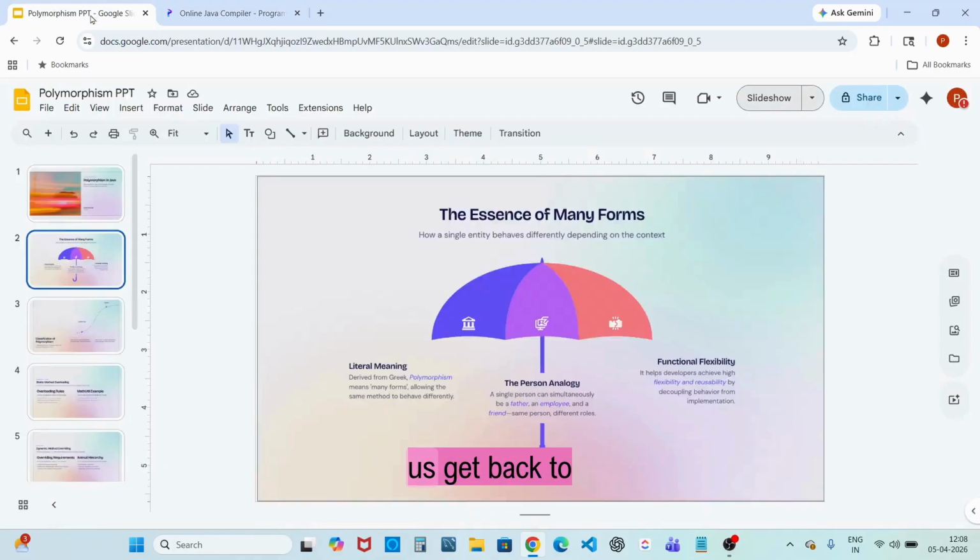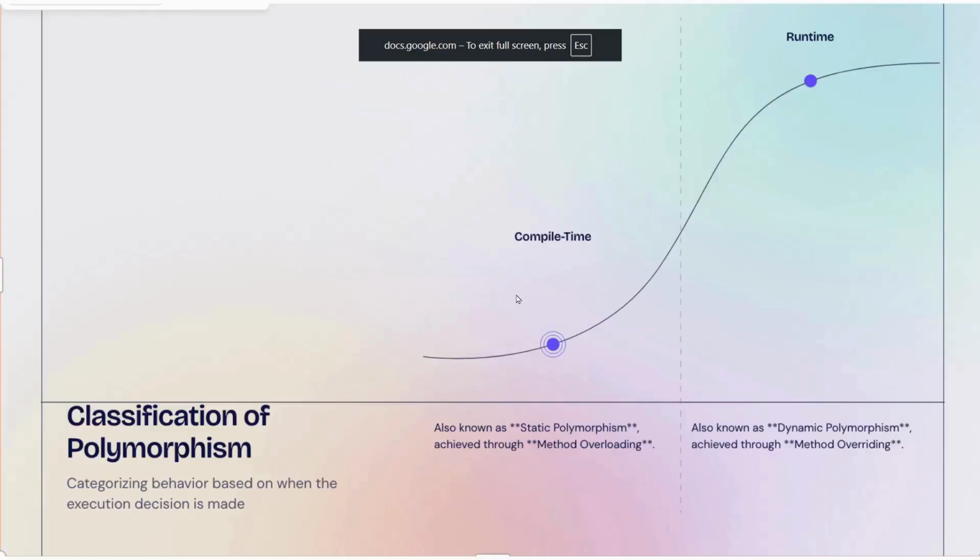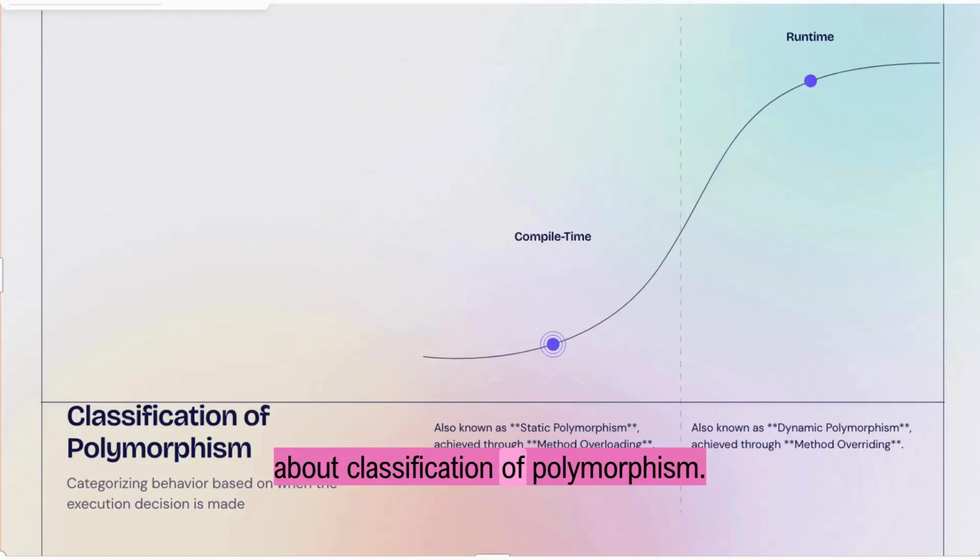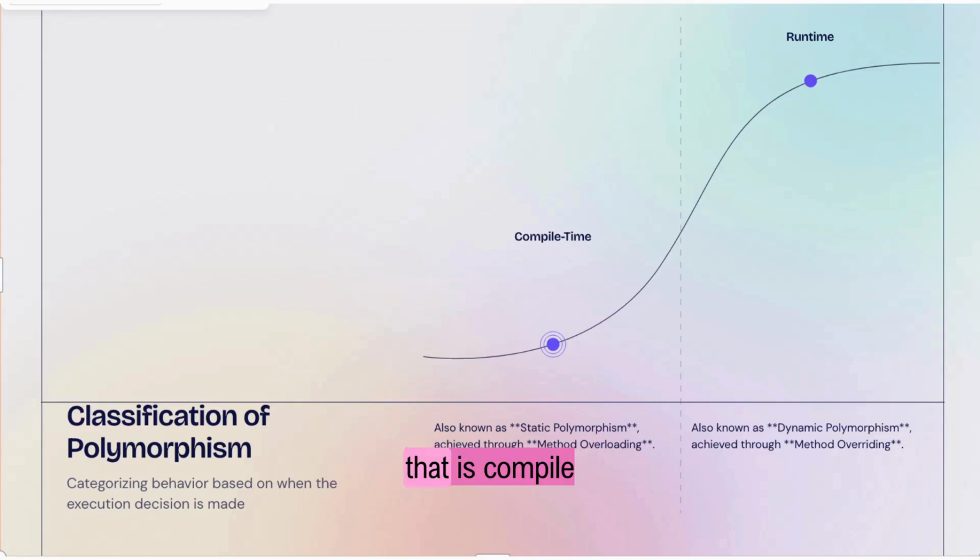Now let's get back to the PPT. So this is polymorphism. Now we'll discuss the classification of polymorphism. There are two types of polymorphism: compile time polymorphism and runtime polymorphism. Compile time polymorphism is known as static polymorphism and runtime polymorphism is known as dynamic polymorphism. Compile time polymorphism is achieved through method overloading and runtime polymorphism is achieved through method overriding.